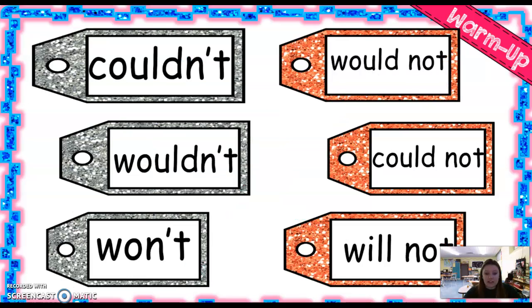How about on this page? We have couldn't, wouldn't, won't, and we have would not, could not, will not. If you've read Green Eggs and Ham, this sounds a little bit like that. Couldn't matches could not. How about wouldn't? Does wouldn't go with would not or will not? You can look at that beginning to help. Good. Would not.